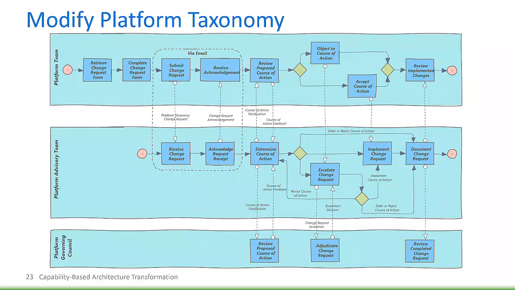But there were certain circumstances where the platform team might object to the recommendation, which, depending on the nature of the request, may require some escalation. And so there was also a governing council of directors and VPs that could help manage some of those conflicts that happen across the different platform boundaries, and then eventually implement that change request and document it appropriately.